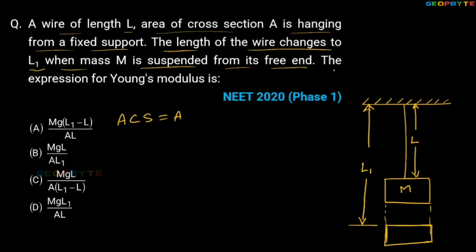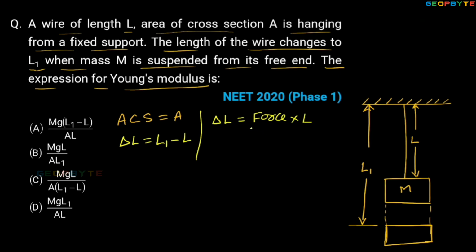Final length L1. Then you are asked to decide the expression for Young's modulus. First let us write the change in length. Change in length delta L equals final length minus initial length. This change in length delta L equals force multiplied by original length divided by area of cross section into Young's modulus Y.